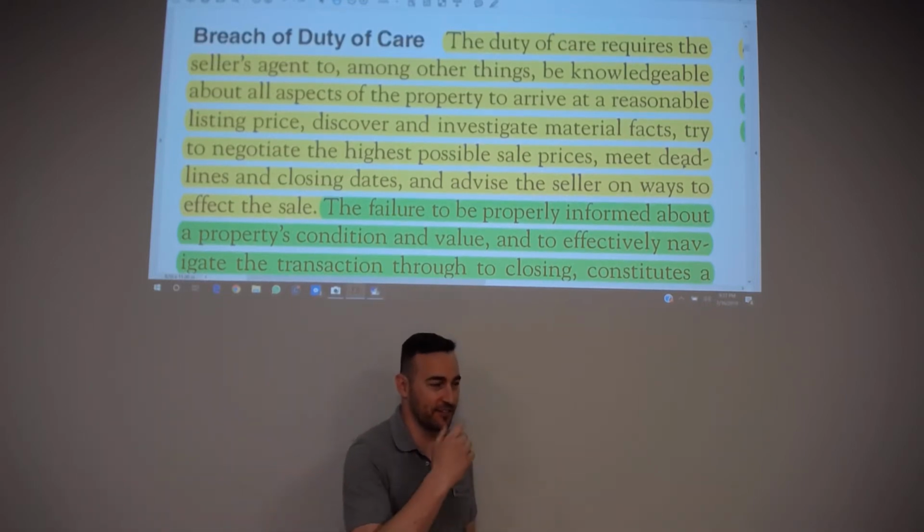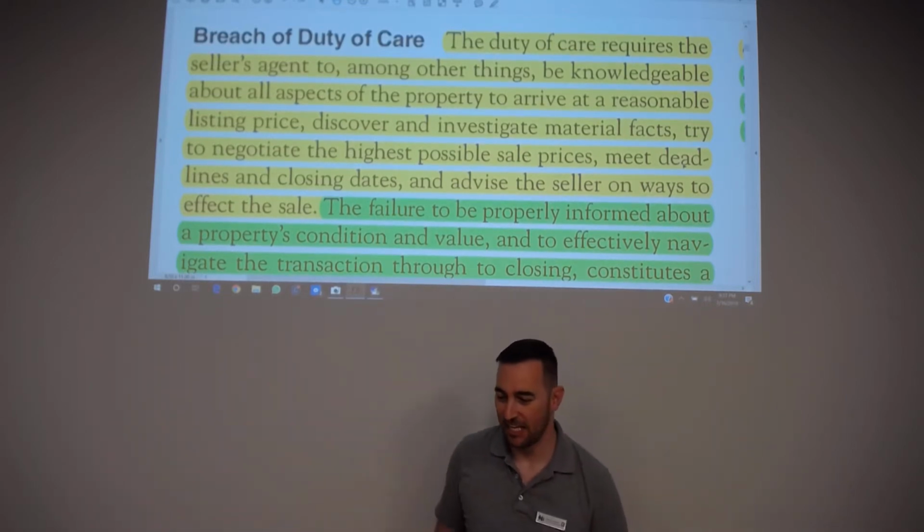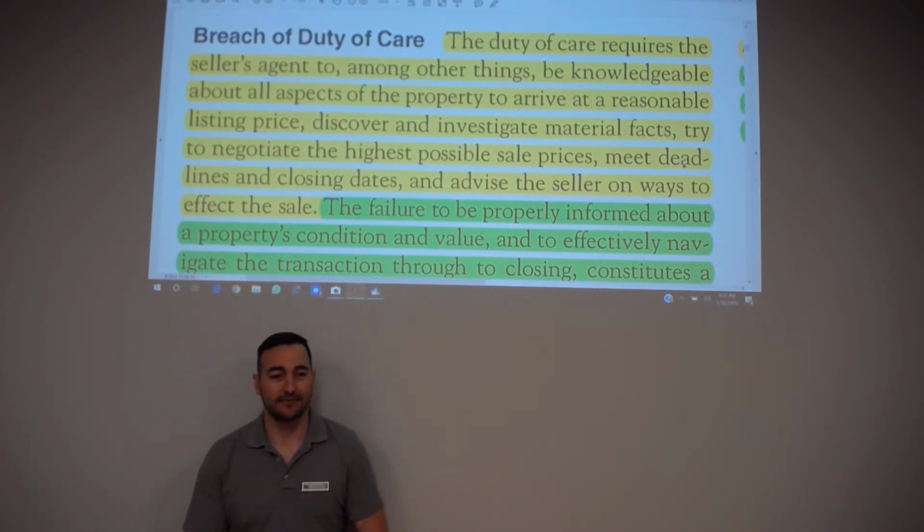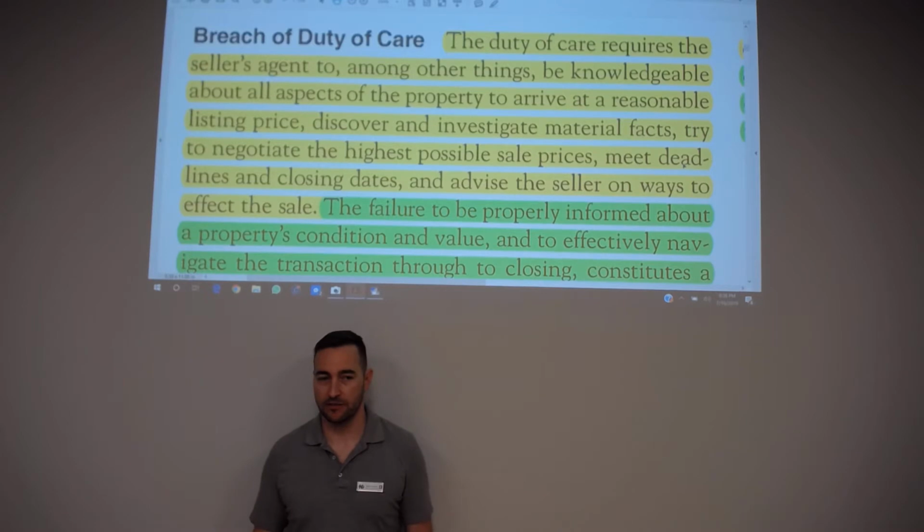So, breach of duty of care. You made a mistake, right? So what are the consequences? Let's figure out how you can make mistakes in caring.